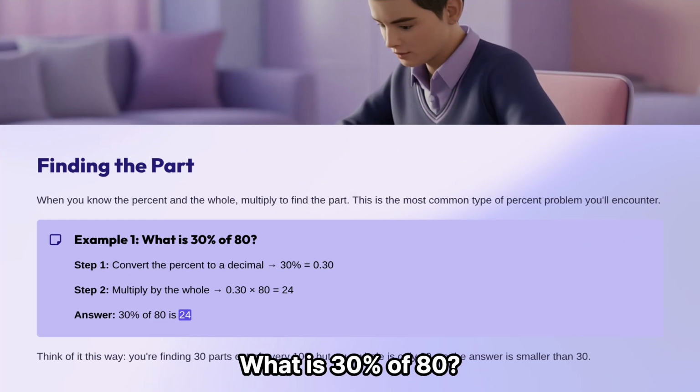What is 30% of 80? Here, you are asked to find out the part. So part equals 0.30 times 80, which gives us 24. So 30% of 80 is 24.